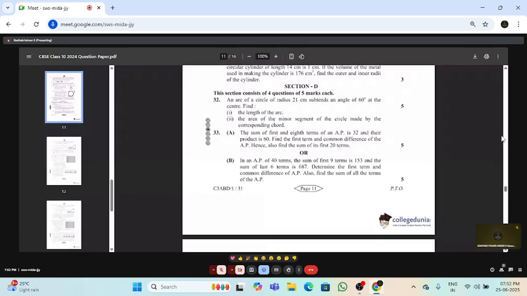Another problem in the arithmetic series. Hope you are seeing the problem now, right? Look at problem 33B. In an AP of 40 terms, the sum of first 9 terms is 153 and the sum of last 6 terms is 687. Now determine the first term and the common difference and sum of all the terms of the AP. In this case, there are 40 terms, so sum of all the 40 terms.